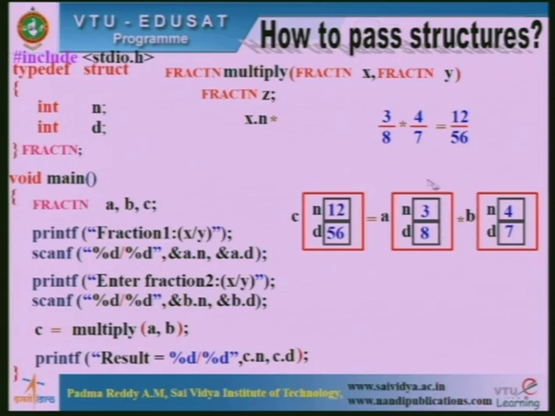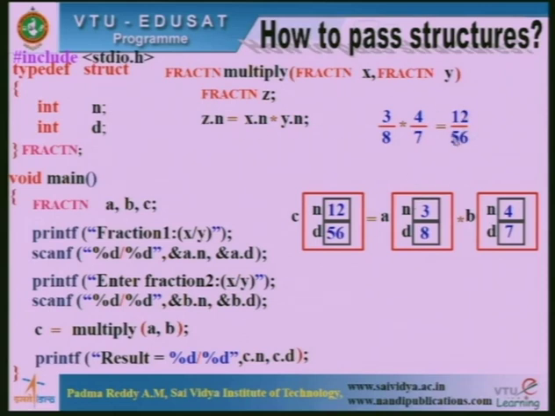See here. A is nothing but 3 divided by 8. A will be copied into x, B will be copied into y. So this is y and this is x. x.n should be multiplied with y.n. What is y.n here? 4. And so 3 into 4, how much? 12. That 12 should be copied into which variable? z.n. So the numerator is over.